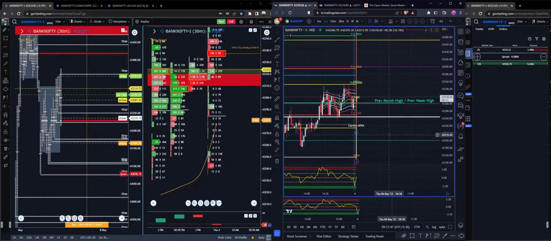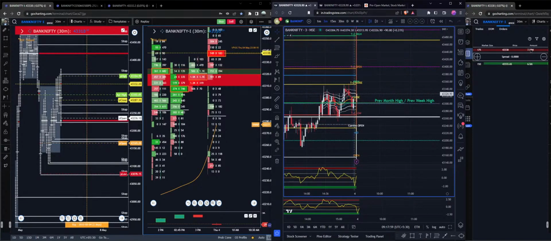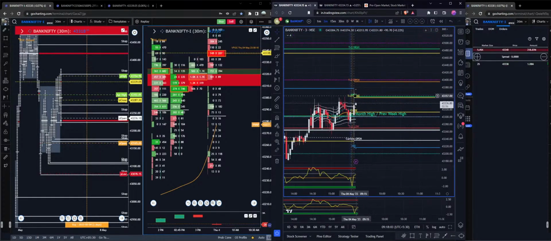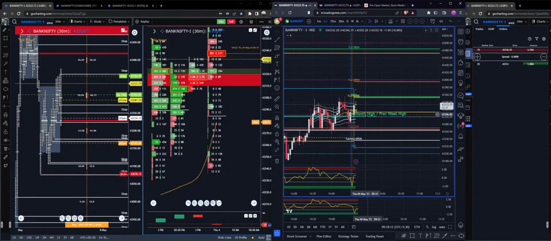Okay, we still have 12 seconds to go to get some clarity, but we are opening or closing above the previous month high. So this is a bullish sign. And if you look from the spread perspective, more buying is happening. So now again, a short covering would have started. But yes, we are closing above the previous month high and the previous week high. So a lot of bullish signs.